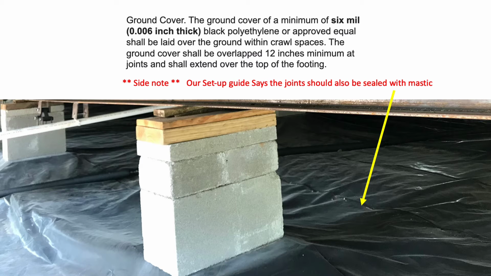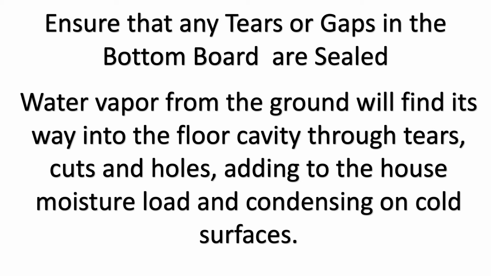The ground cover shall be overlapped 12 inches minimum at the joints and shall extend over the top of the footing. Side note, our setup guy says that the joints should also be sealed with mastic. Ensure that any tears or gaps in the bottom board are sealed. Water vapor from the ground will find its way into the floor cavity through tears, cuts, and holes, adding to the house moisture load and condensing on cold surfaces.